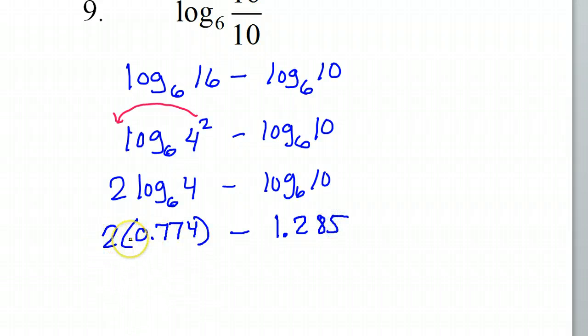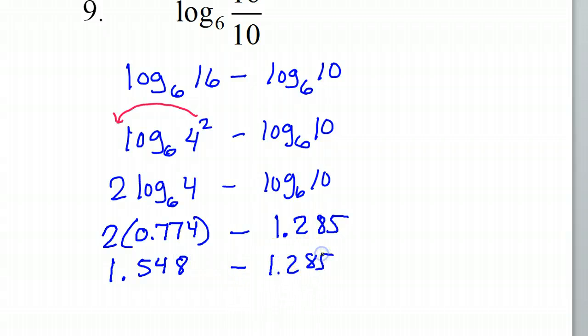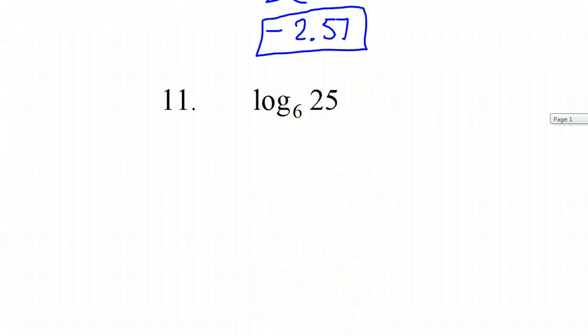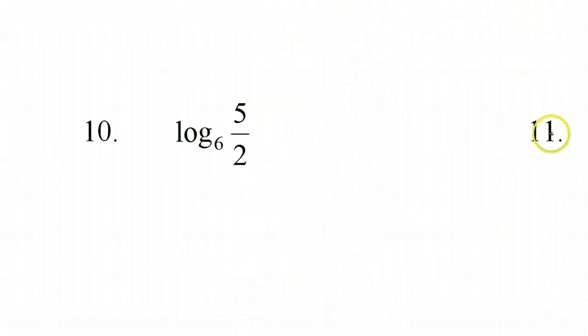All right, bootleg calculator here. 2 times 0.774. Okay, so that gives you 1.548 minus 1.285. Back to the bootleg. And that's giving me 0.263. All right, there's number 9. What else you got? Oh, wait a minute, where's number 10? Okay, number 10.